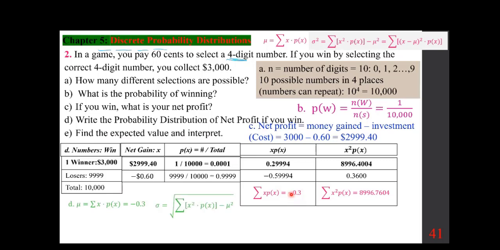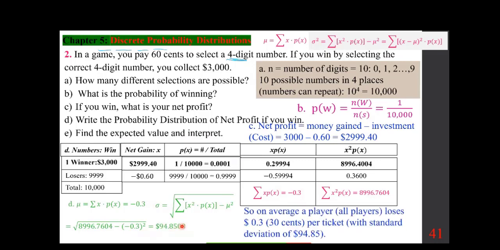Sigma is this formula. Look at this formula, put it under the radical. You have this one minus mu squared. You calculate that. And they didn't ask for this one. I just added it. What matters is the first part.